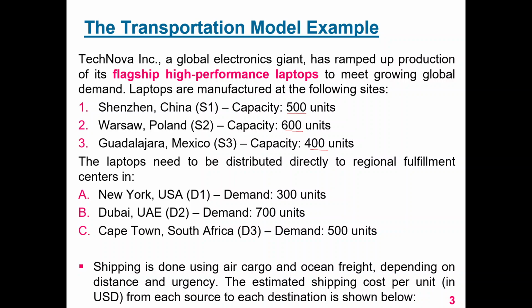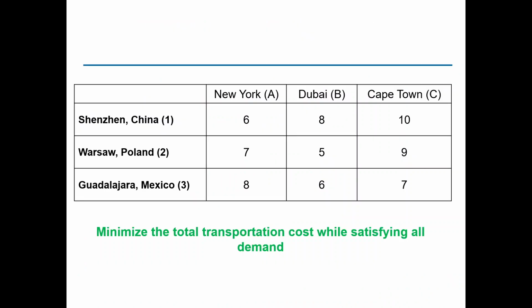The estimated shipping cost per unit in USD from each source to each destination is given in the table below. As you can see in this table, from China to New York the shipping cost is 6 USD per unit, from China to Dubai it's $8, and to Cape Town it's $10. Similarly, we have the cost of transporting from Poland to New York, Dubai, and Cape Town, and from Mexico to the three demand centers. The objective is to minimize the total transportation cost while satisfying all demands.